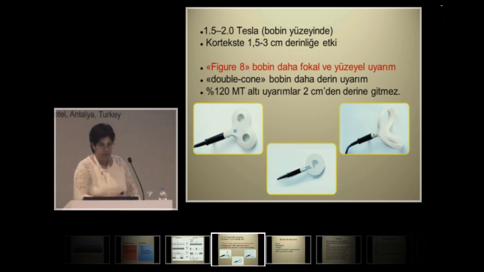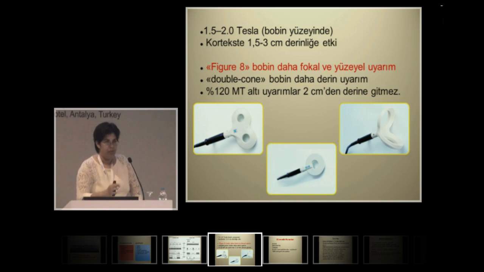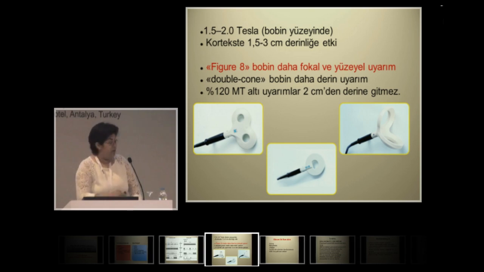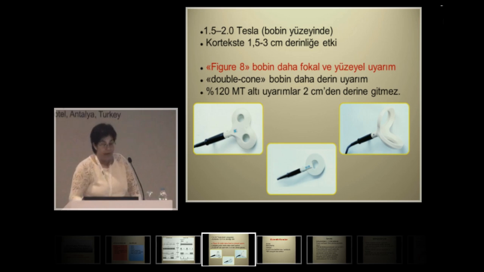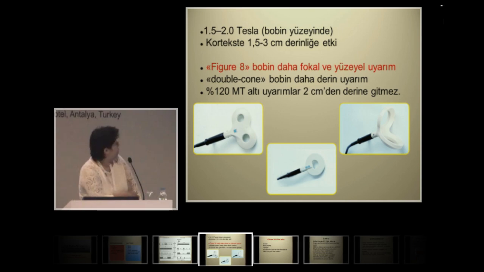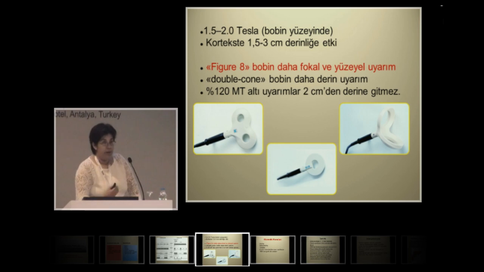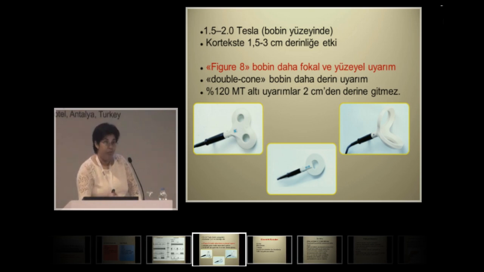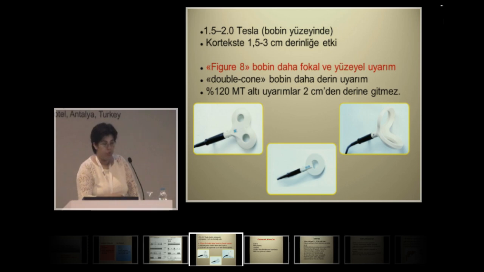Okay, I will just go quickly. We have already discussed the different types of coils. The basic point is we can reach a depth of 1.5 to 3 centimeters in the cortex with a normal coil. And there's this figure 8 coil, or the butterfly coil, which provides a more superficial stimulation, and if it's a bit curved, the pulses are transmitted a bit deeper. So in terms of safety, as much as frequency settings, the shape of the coil also plays an important role.